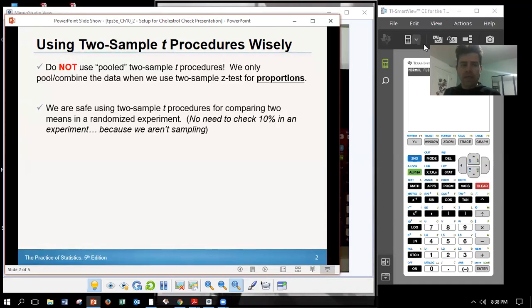We know that we're safe using two sample T procedures for comparing two means in a randomized experiment. We don't need to check the 10% condition in an experiment because we aren't sampling.